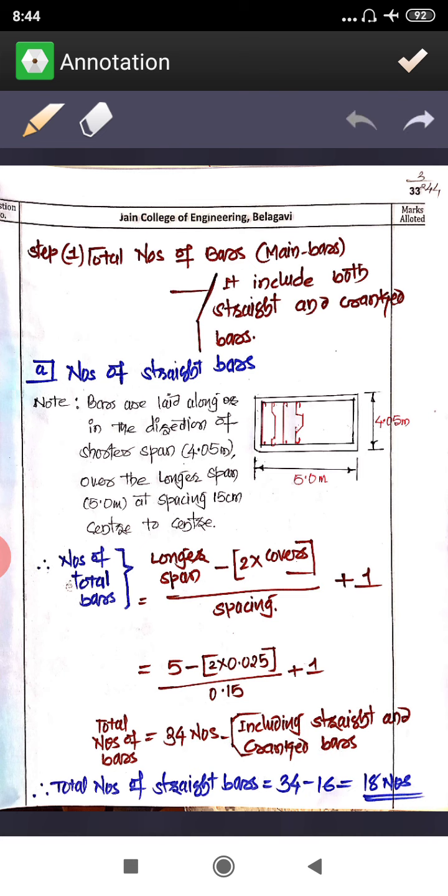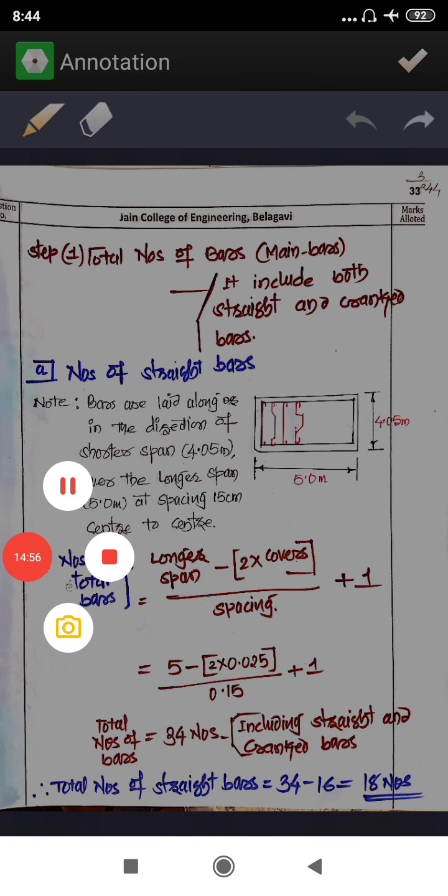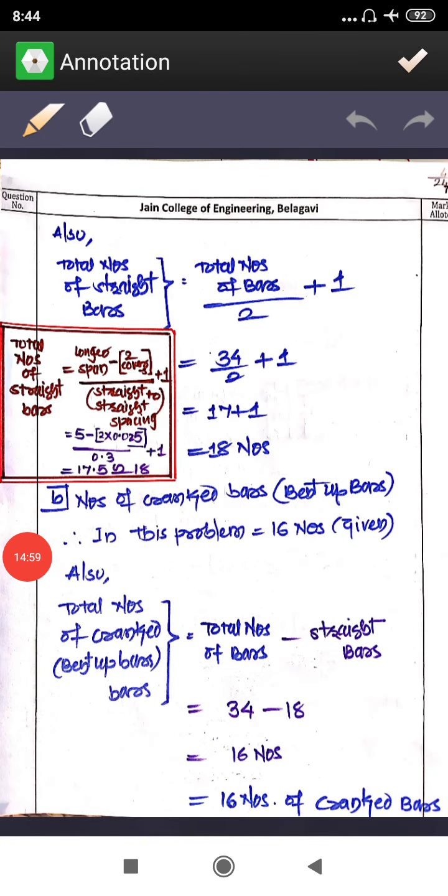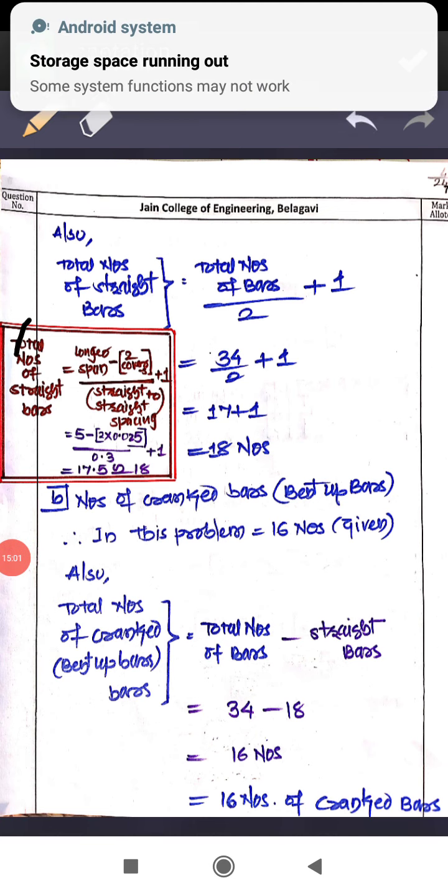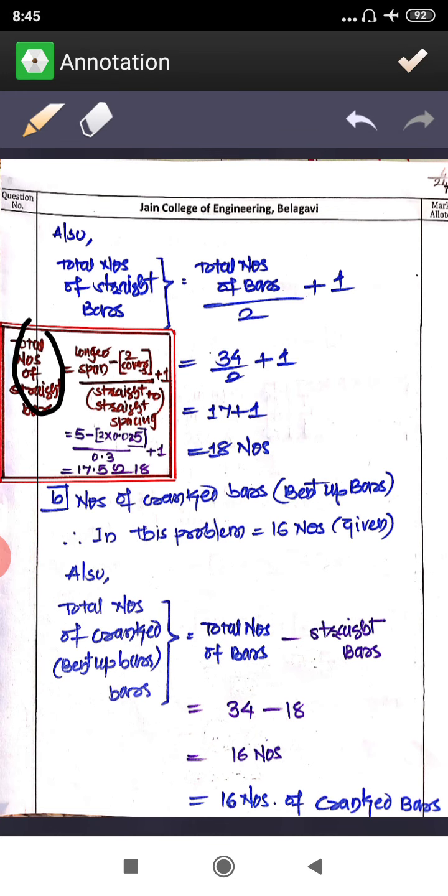Now one more way of calculation of straight bar is there, that I am also going to show you. See, total number of straight bars equals the longer span minus 2 covers divided by straight to straight spacing, alternative spacing, plus 1.